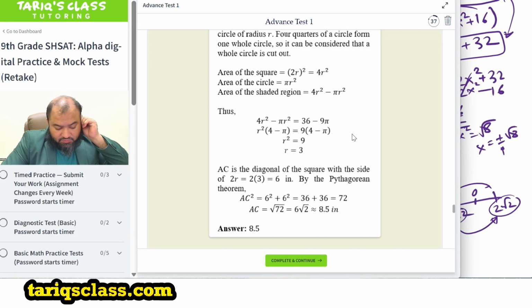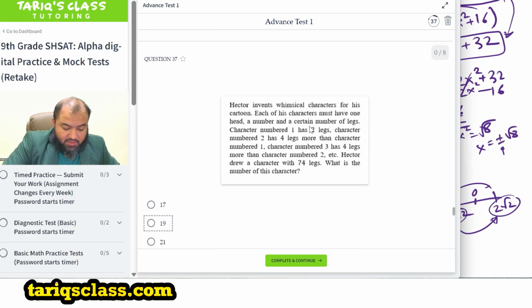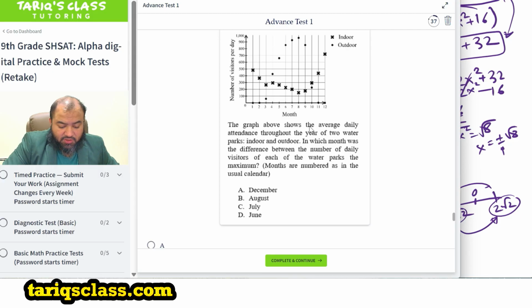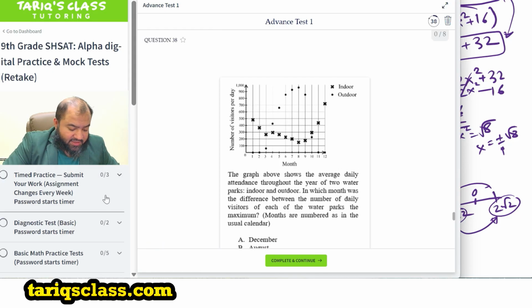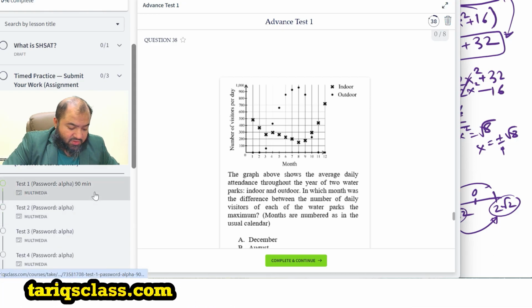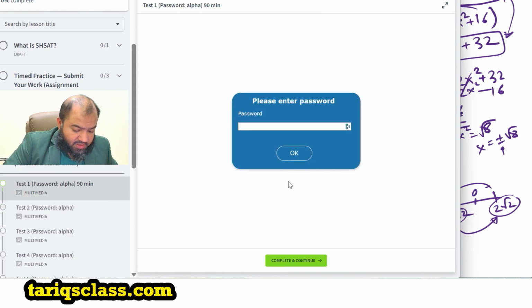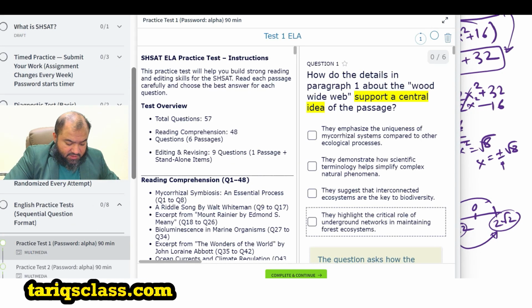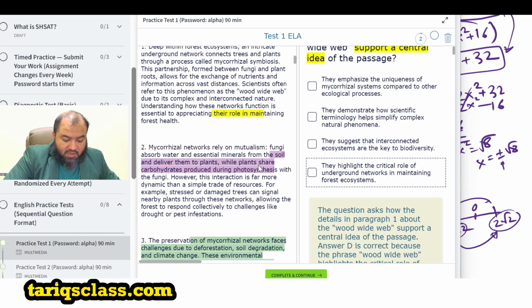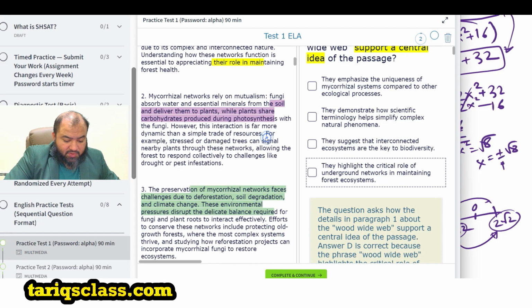Okay. So there are more questions here. Sequence, a lot of things to learn. And this is the advanced section, by the way, guys. I have the section where it's the basic. So this is a test 1 alpha. Here you have to put the password, and that will start the timer. And then this is an ELA exam. These you can always highlight the way you want.